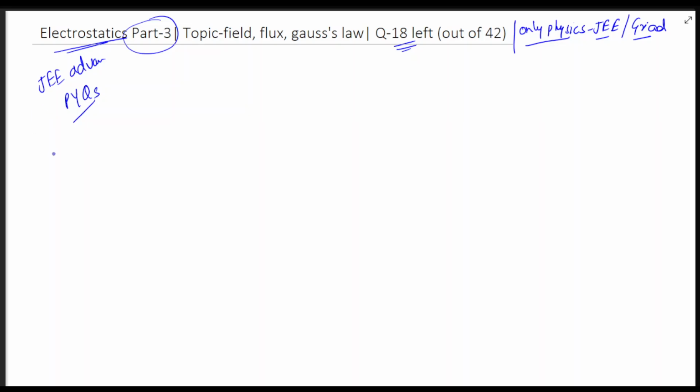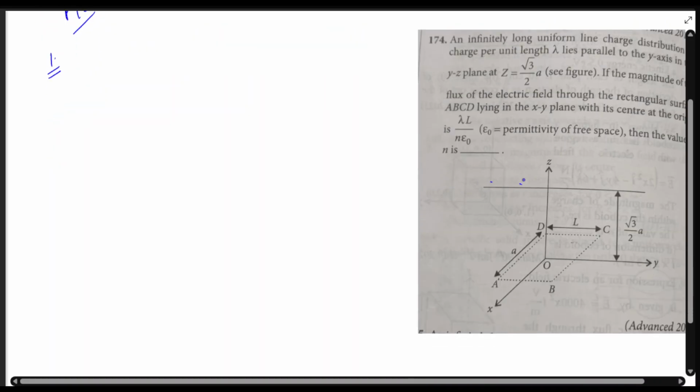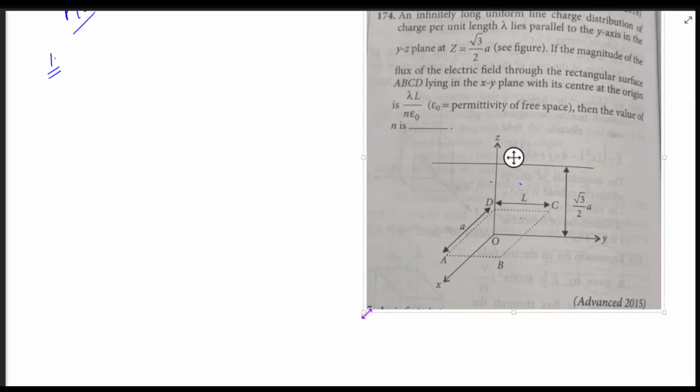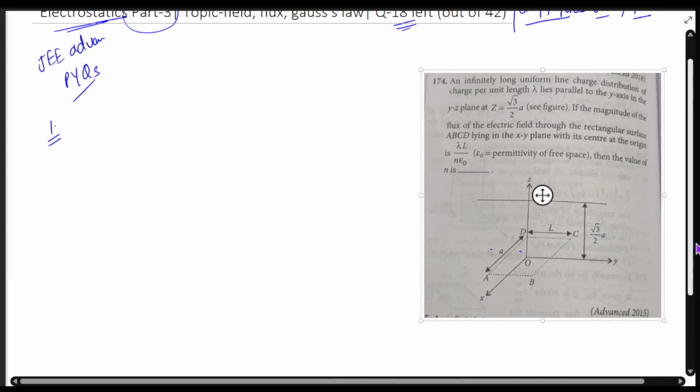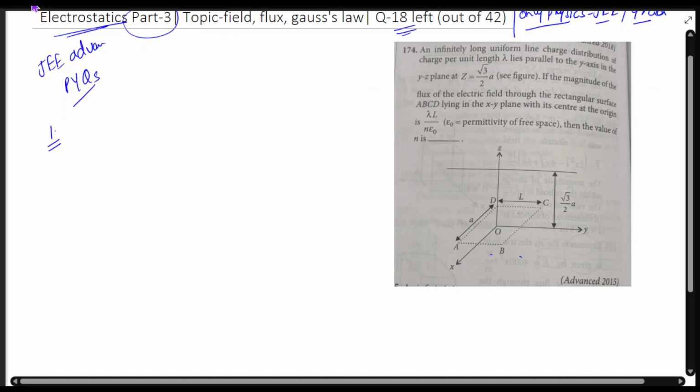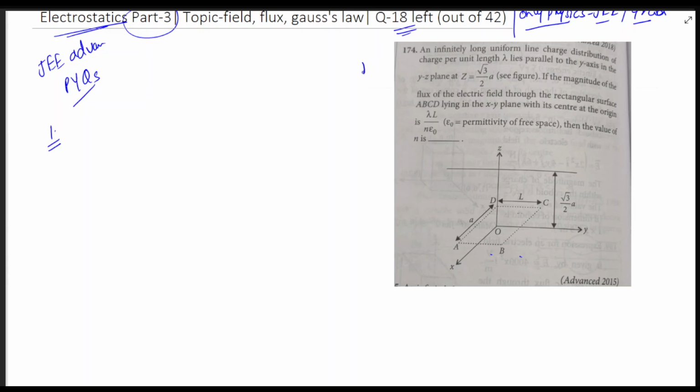So let us start. This will be our first question. It's a pretty dangerous question, I must say. It's a tough question, but you can solve it by two methods. One is an easy way, and another is an integration method. So we'll solve it using both.